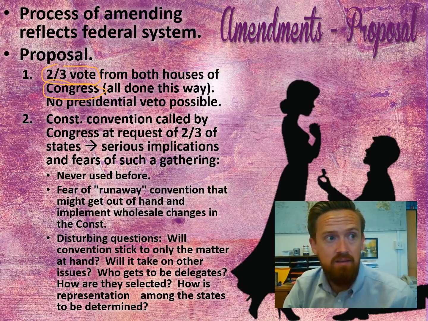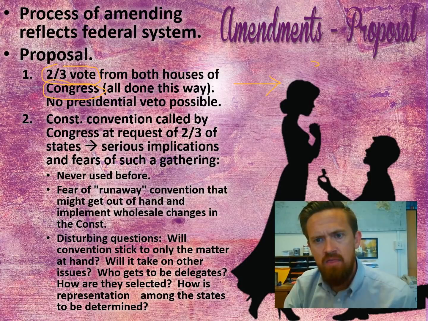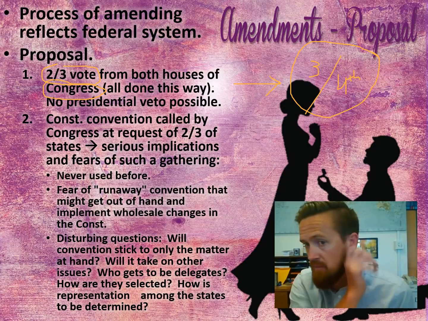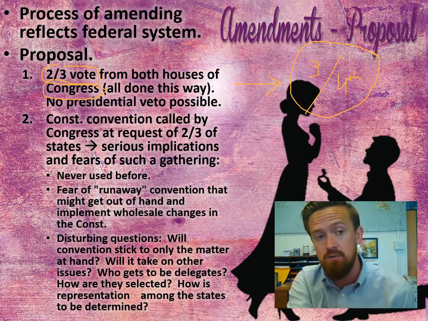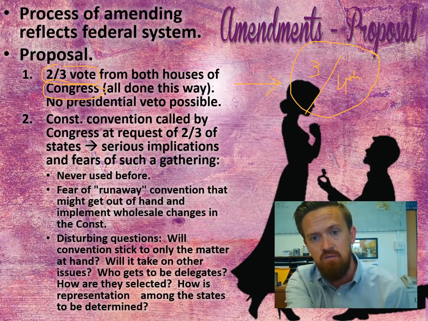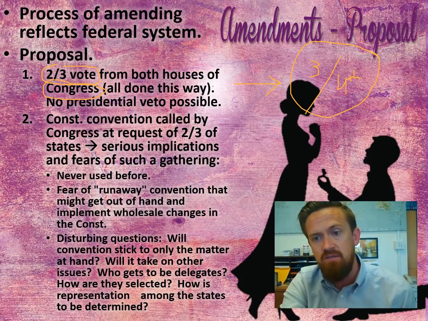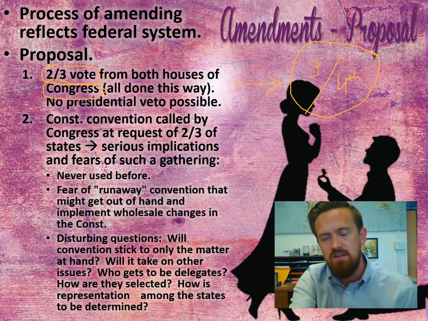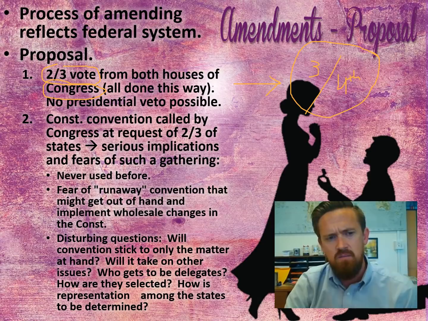the way that this slide is set up is kind of weird. So the measure is then going to go to the states, and 3/4 of states would have to agree to the amendment in order for it to become an official amendment. You can imagine that's really hard. So 67% of Congress and 75% of the states, so that's 38 states, would have to agree to make this amendment.